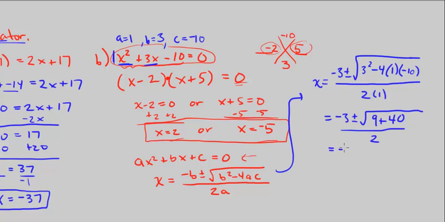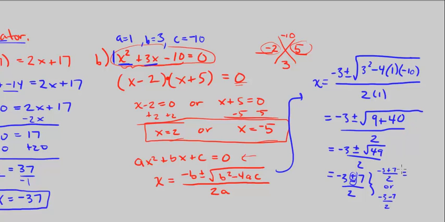Okay, so then that's equal to negative 3 plus or minus the square root of 49 divided by 2. And that's equal to negative 3 plus or minus 7, which is the square root of 49, divided by 2. And from there, we get two different possible answers, because we're doing plus or minus. So negative 3 plus 7 divided by 2, or negative 3 minus 7 divided by 2.